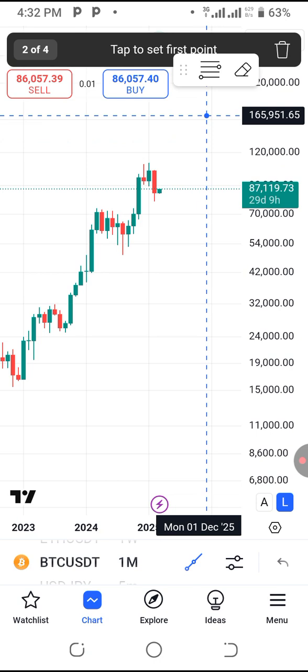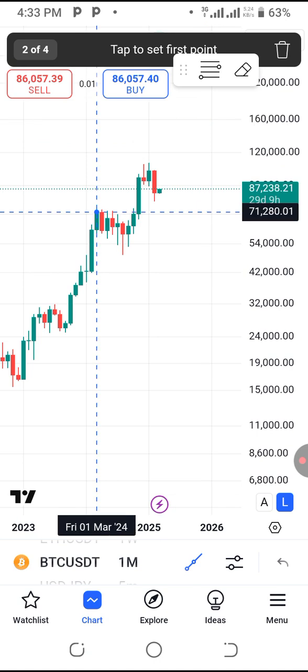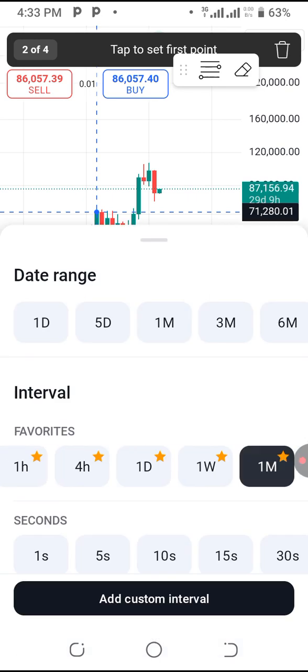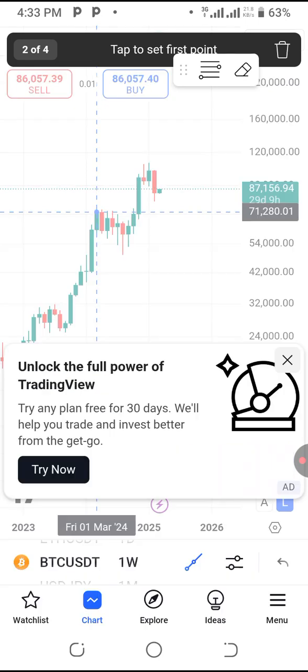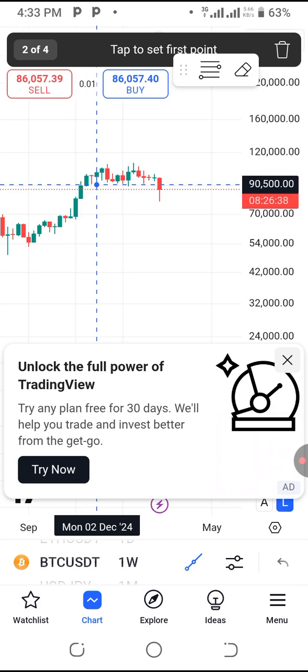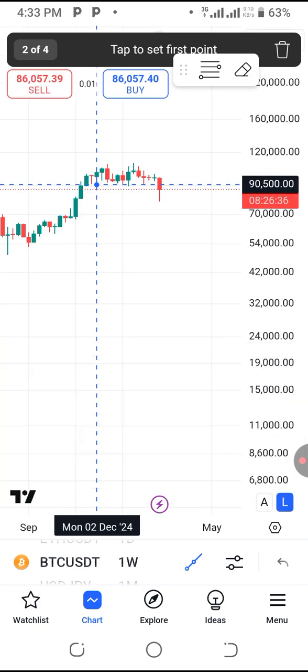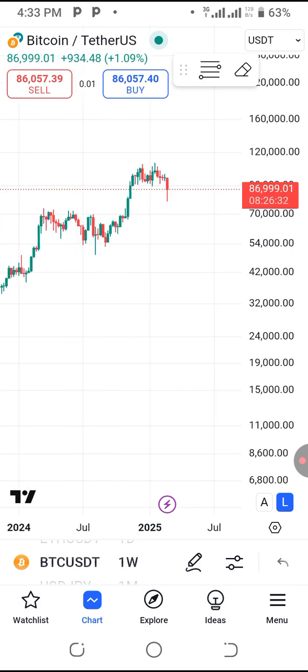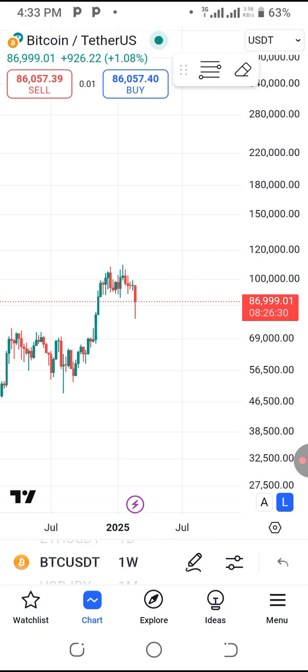Yes, at 71,280. But price has tapped into this fair value gap right here. So let's see what the market does. Now let's go to the weekly time frame. Though I don't trade crypto that much because the volatility is too much. Maybe they come up, I just manage myself.